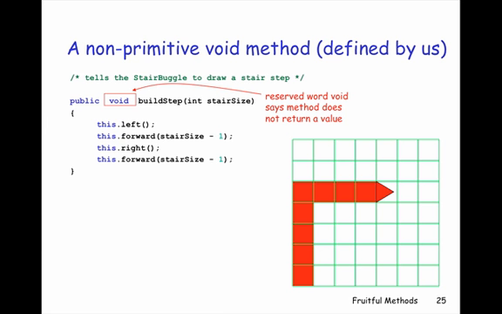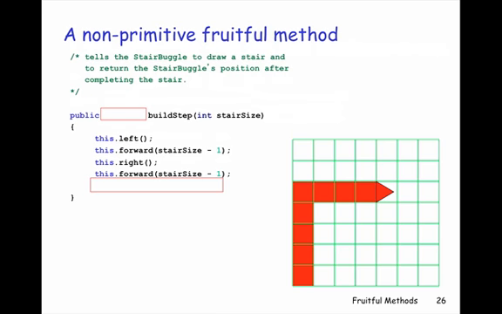And notice how this method is a void method. The keyword void here means that build step does not return anything when it is invoked. That is, invoking build step acts like a statement. But suppose we want to change build step. Suppose we want it to be the case that after the bugle goes off and builds a step, at the very end it should actually return its final position. And then that final position could be used by, say, some other bugle to move there or something like that.